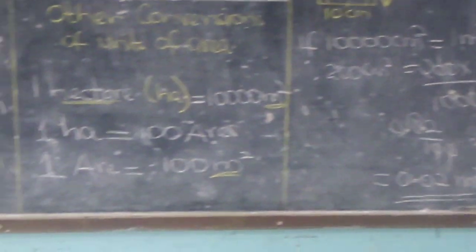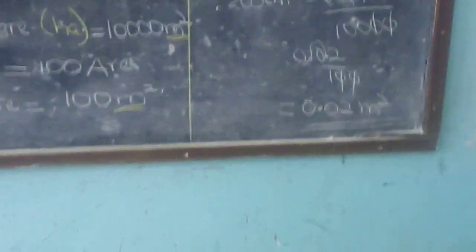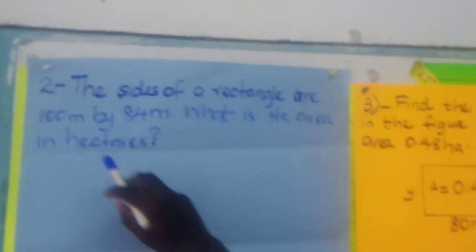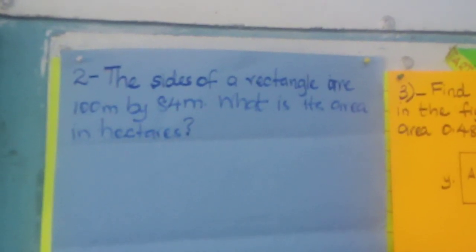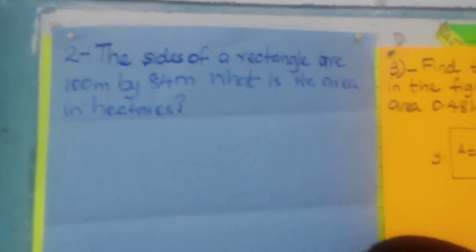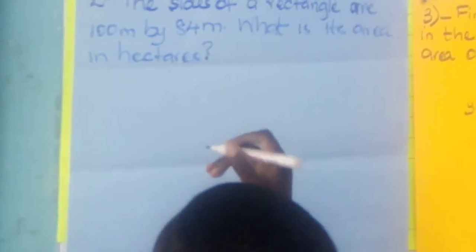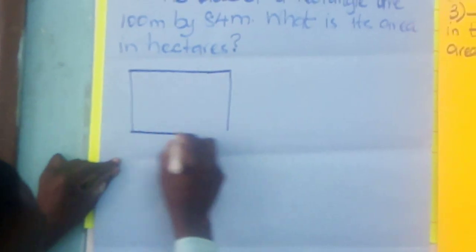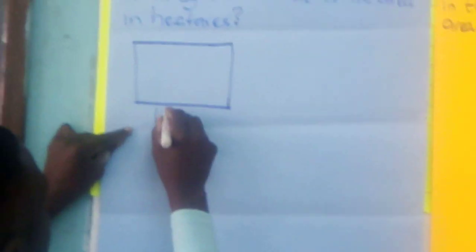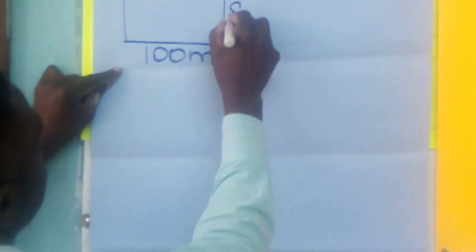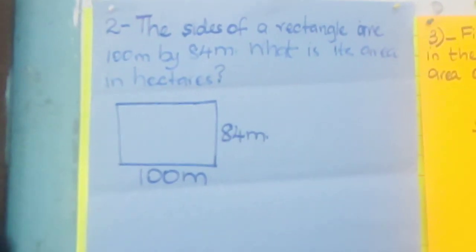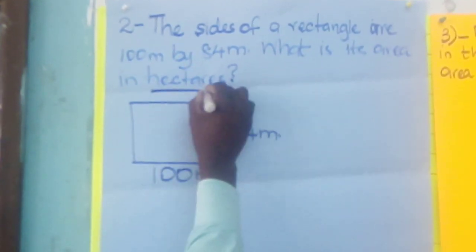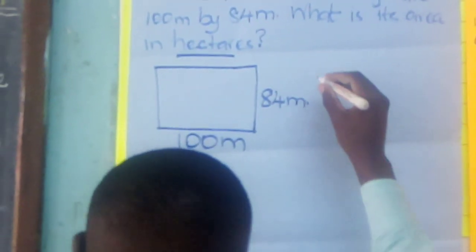Example number 2 is on the manila paper. The sides of a rectangle are 100 meters by 84 meters. What is its area in hectares? Let's imagine this is the rectangle. I'm drawing with freehand. Boys and girls, allow me to do that. 100 meters and 84 meters. Then they want us to find the area in hectares. So step number 1, like here, is to find the area in the units provided.